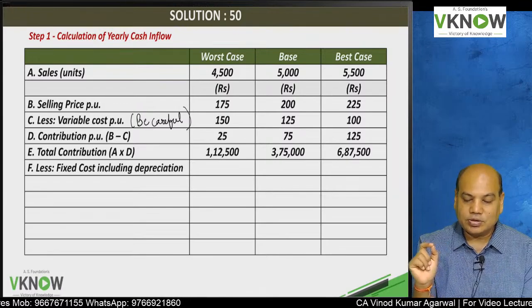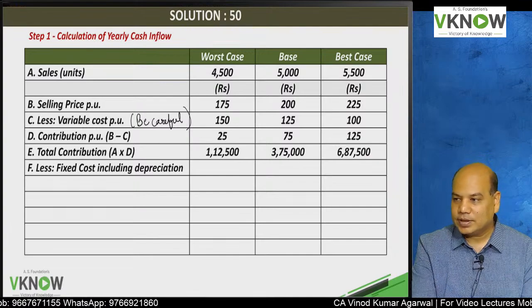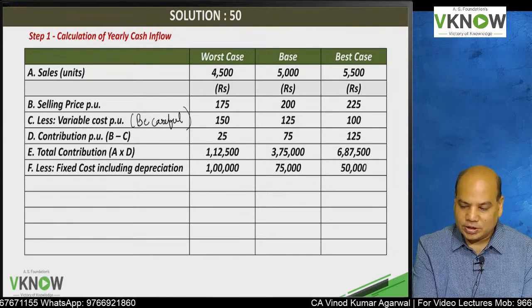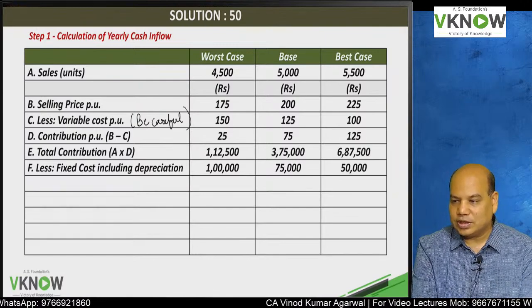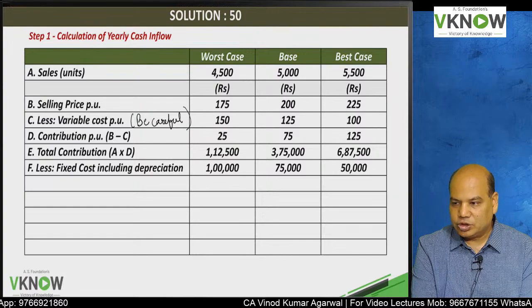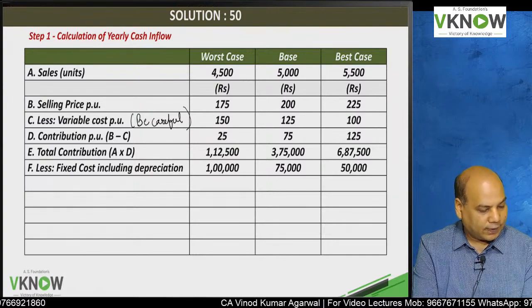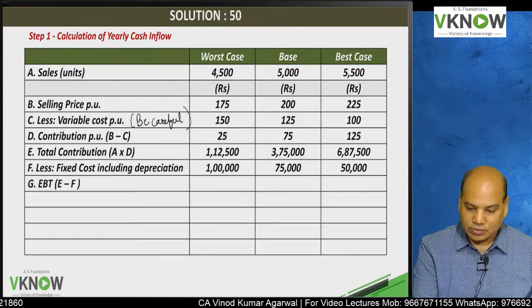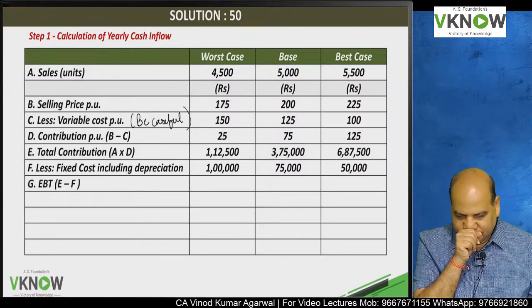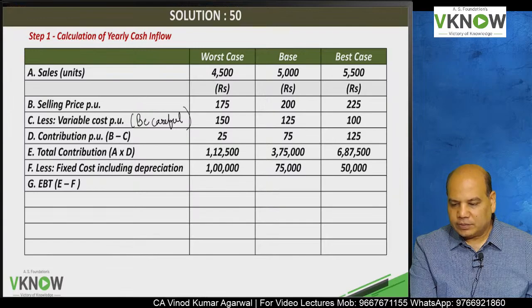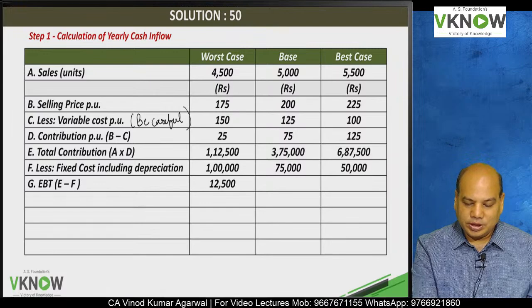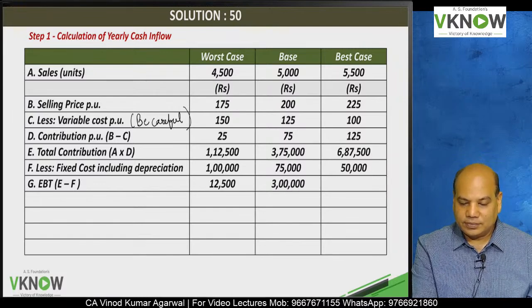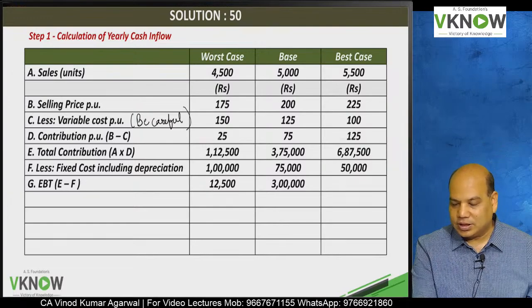Now write down less fixed cost including depreciation. 1 lakh is the highest fixed cost I will take, which includes depreciation of 35,000 also. Then 75,000 and 50,000. Then write down EBT. EBT will be E minus F. Contribution minus fixed cost: 12,500, 3 lakh, 637,500.